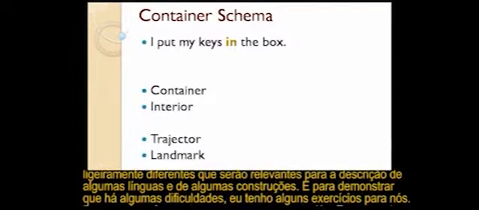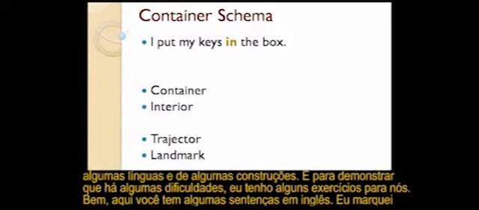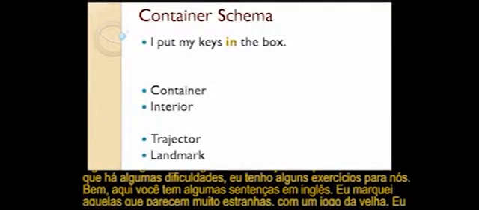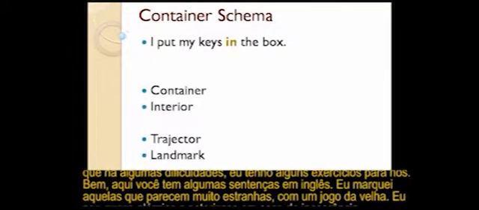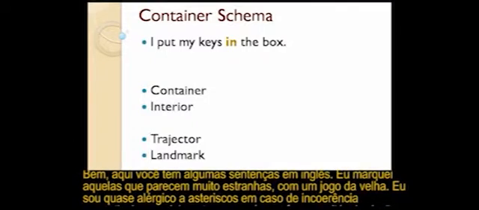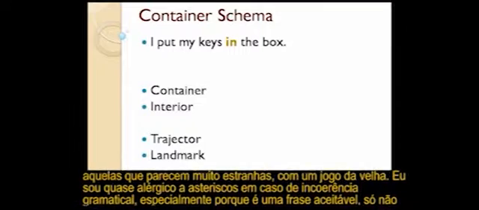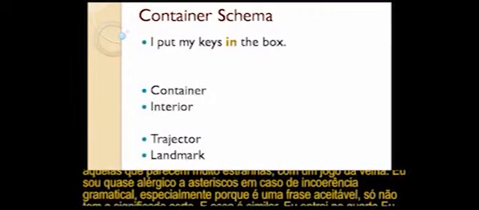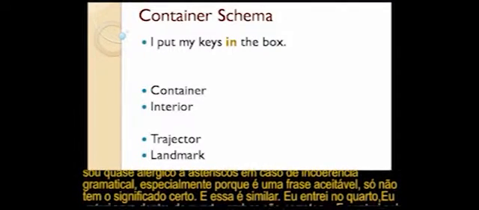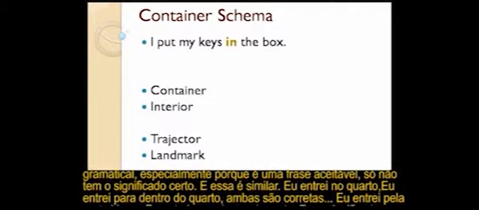In order to point out that there are such difficulties, I have a little exercise for us. Here we go. So here you have some English sentences, and I have marked the ones that seem really weird with a hash mark. I'm almost allergic to the asterisk for ungrammaticality, especially because this is a conceivable sentence. It just doesn't mean the right thing.